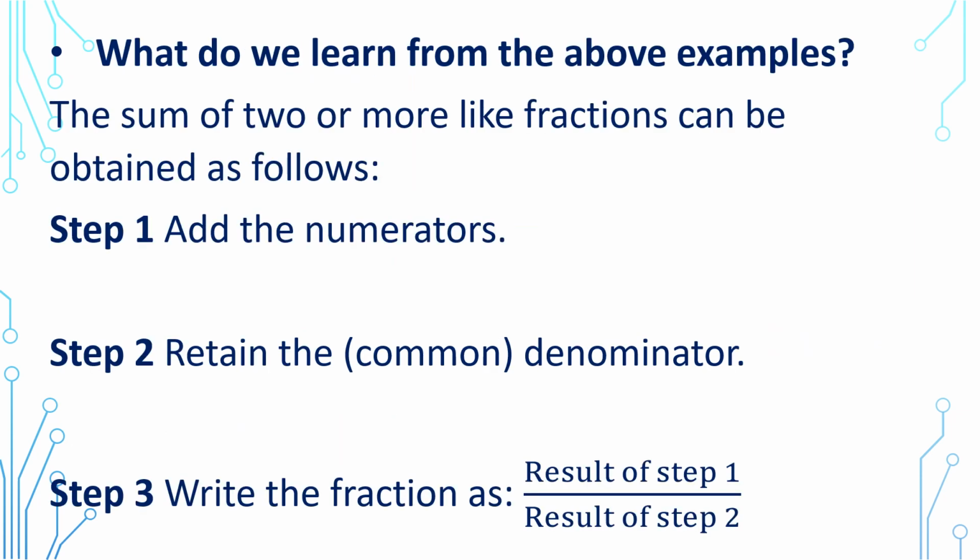So student, what do we learn from the above examples? The sum of two or more like fractions can be obtained as follows. Step 1. Add the numerator. Step 2. Retain the common denominator. And step 3. Write the fraction as result of step 1 by result of step 2.